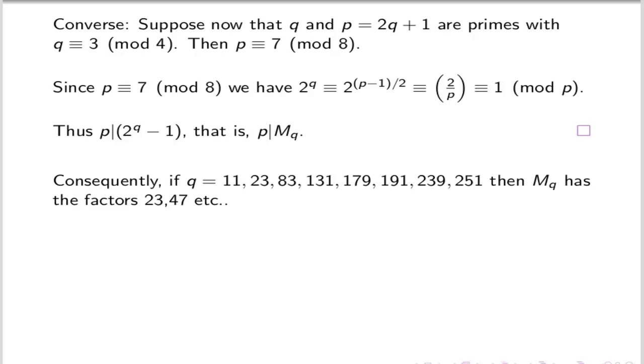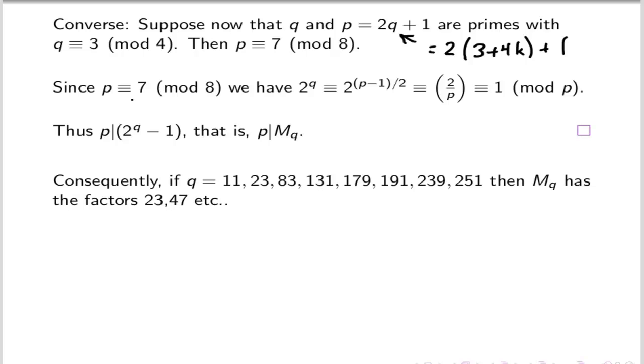Conversely, we now suppose that q and this prime p, defined to be 2q plus 1, are both primes with q congruent to 3 mod 4. Well, then p is congruent to 7 mod 8. So I just put in a number of the form 3 mod 4 here, so it'd be 3 plus 4k, and add 1, and you can see 7 plus 8k, we get a number of the form 7 mod 8.